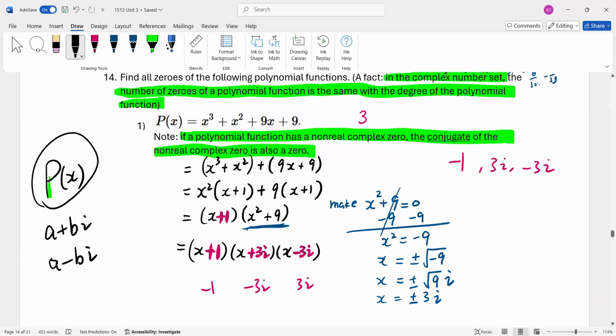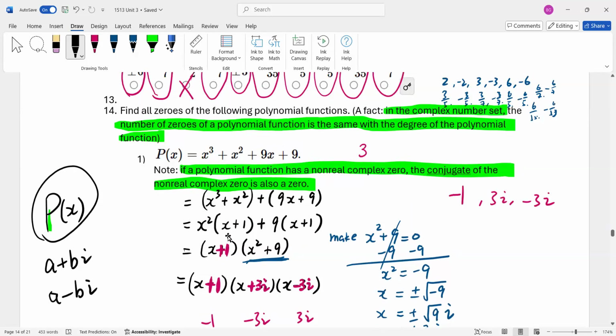If the polynomial function has a non-real complex zero, then it must have a pair of non-real complex zeros, and the pair of complex numbers are conjugates. If a plus bi is a zero of p of x, then a minus bi, the conjugate of a plus bi, is also a zero. That means if we know one non-real complex zero, we actually know two of them.